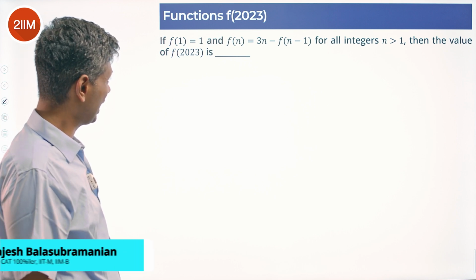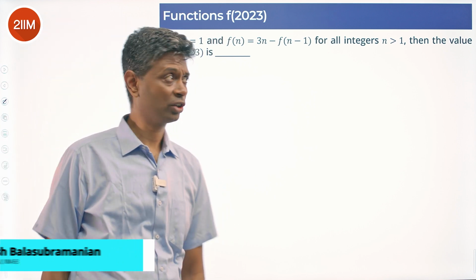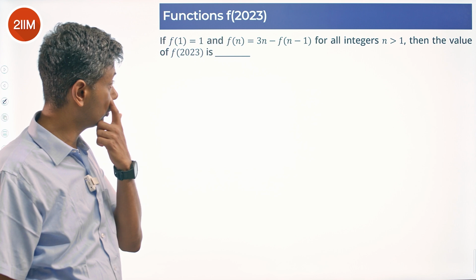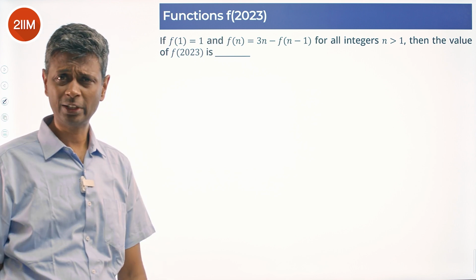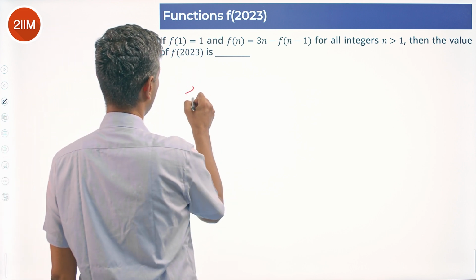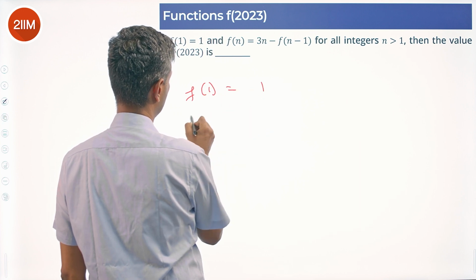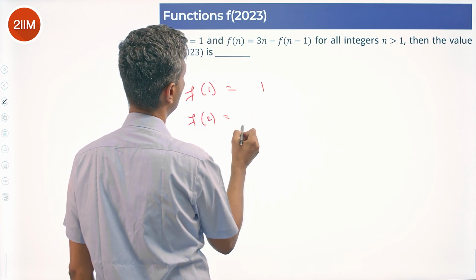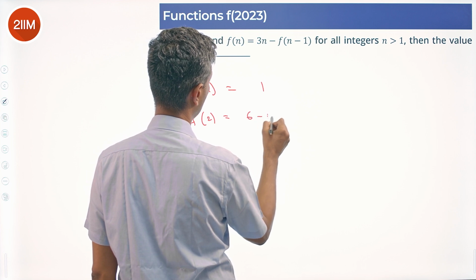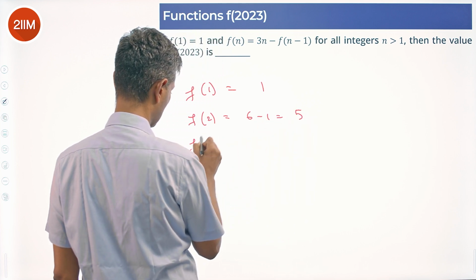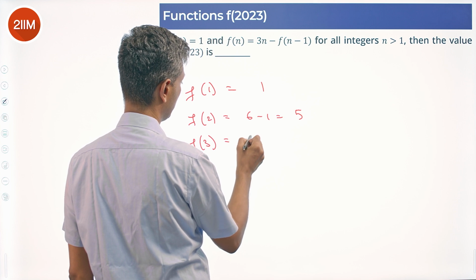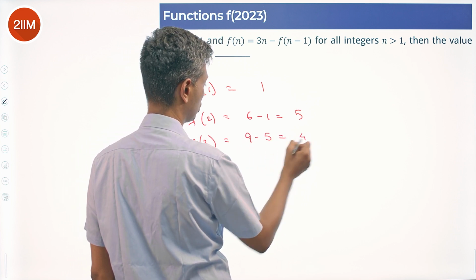f of 1 is 1, f of n is 3n minus f of n minus 1 for all integers n greater than 1, then the value of f of 2023 is? So let's do this. In typical fashion, we put f of 1 is 1. We'll say f of 2 is 3 into 2, 6 minus 1, which is 5. f of 3 is 3 into 3, 9 minus 5, which is 4.